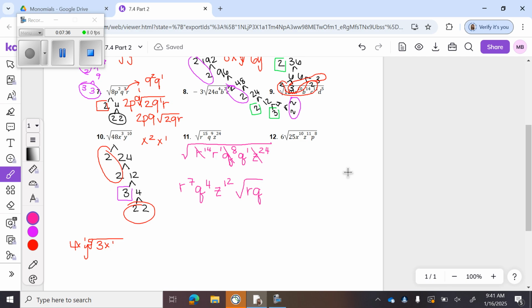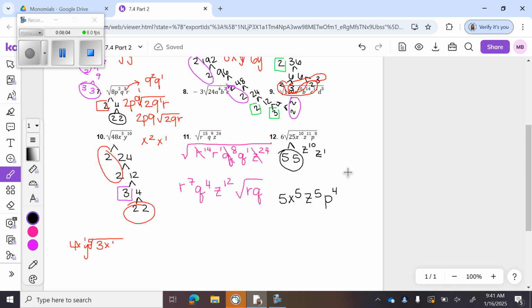All right, last one, number 12. 25, I'm going to break that into 5 and 5. That doesn't break down anymore, so that's my pair. So 5 is going to come on the outside. Okay, I'm going to come look at here. X to the 10th, that's even, so I can divide it by 2. That's going to become x to the 5th. Z to the 11th, I'm going to make that z to the 10th and z to the 1st. So now I can divide that 10 by 2. I'm going to have z to the 5th. And then that 8's even, so that's going to be p to the 4th.